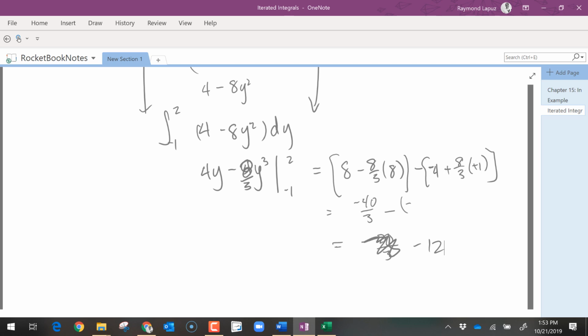Okay? So I urge you to try to look over this stuff. And then tomorrow we're going to take a look at more general regions. So this is the easy integrals where you have rectangular regions. When you start integrating over more general regions, it gets a little bit more tricky.